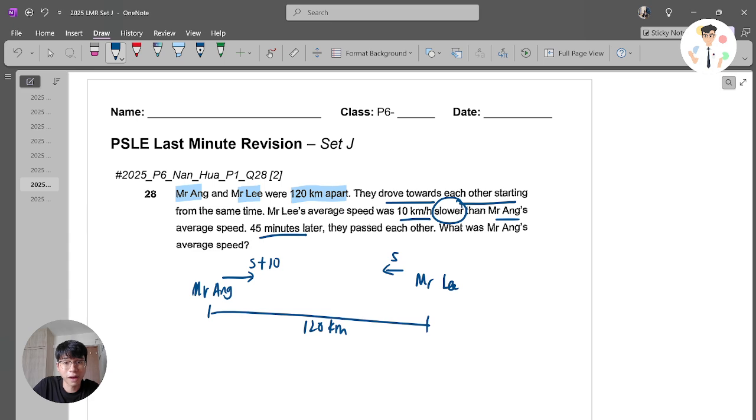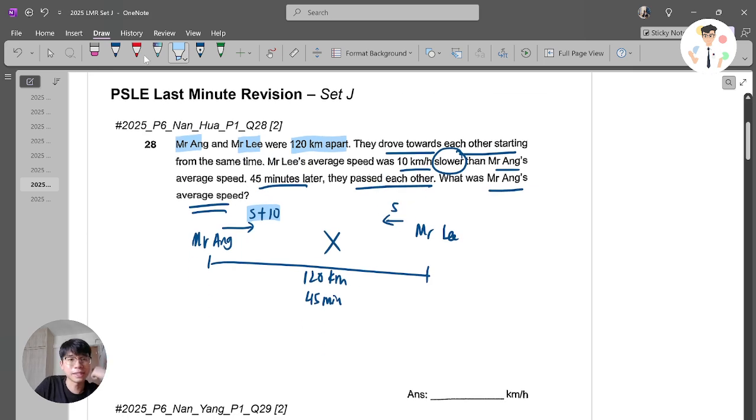And 45 minutes later, they pass each other. So it means that after 45 minutes, they meet each other, somewhere here. Okay? What was Mr. Ang's average speed? Now I need to look for the speed here.